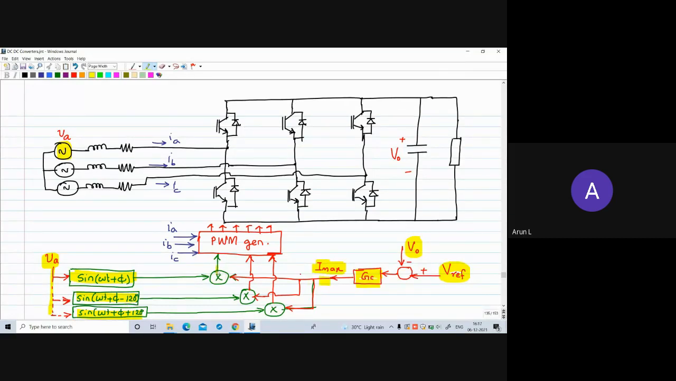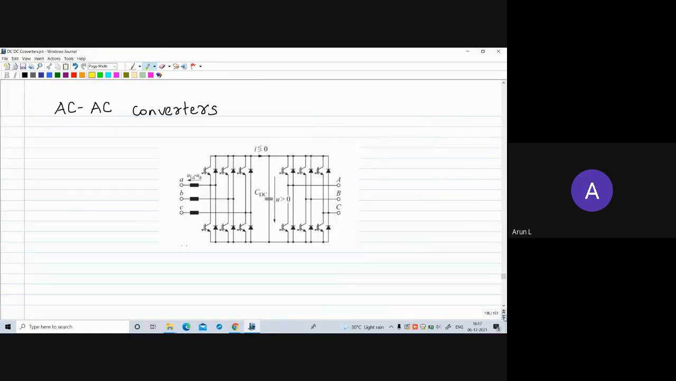So we will get the current reference, and that current will be compared with the actual current flow here, and that error is fed to a controller, and that will generate PWM. So this is a typical control circuit to get UPF on the AC side. So that is an ideal rectifier.